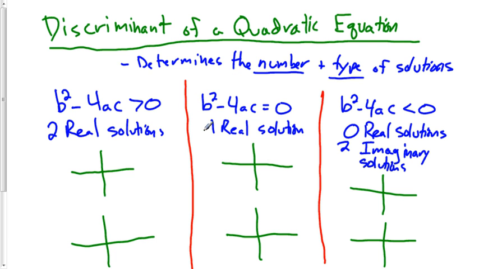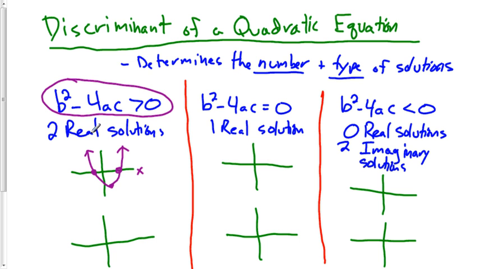Discriminant of a quadratic equation. This is going to determine the number and type of solutions. So whenever the discriminant, which is the part of the quadratic formula under the radical, whenever b squared minus 4ac is greater than 0, what does that mean? It's positive. That means there's going to be 2 real solutions. But what does that look like on a graph? That looks like this. If the parabola is opening up, that means the vertex is below the x-axis and it crosses the x-axis at 2 different points. And this always happens whenever the discriminant is positive.